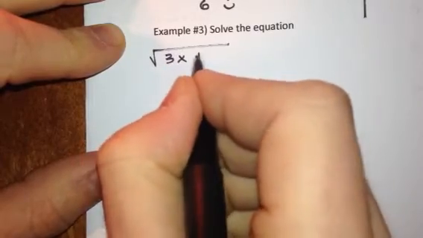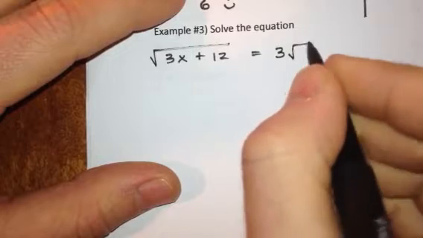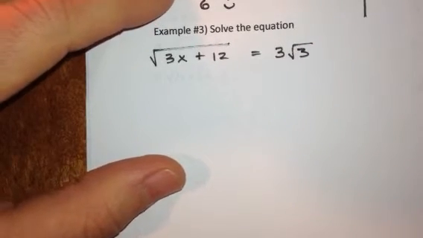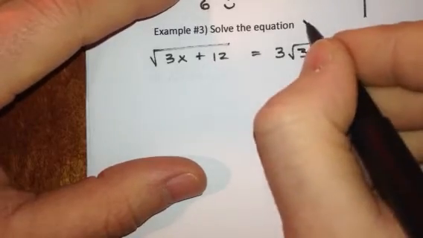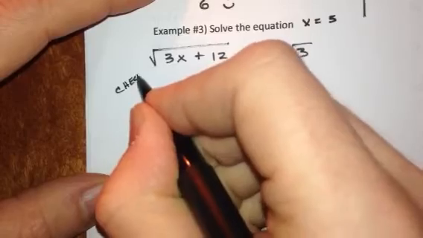So this time, suppose we've got the square root of 3 times x plus 12, and we know that that's equal to 3 roots of 3. And I'm going to tell you the answer to this one as well. The answer is that x is once again equal to 5. And we're going to start with a check step.